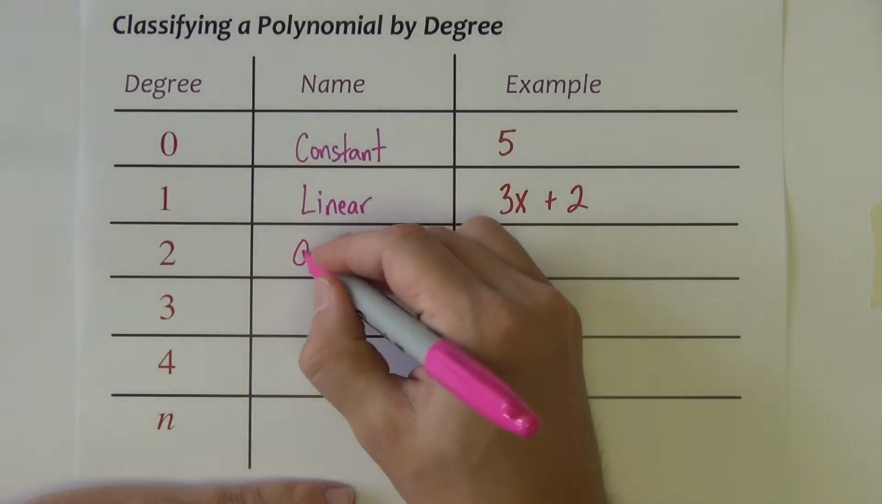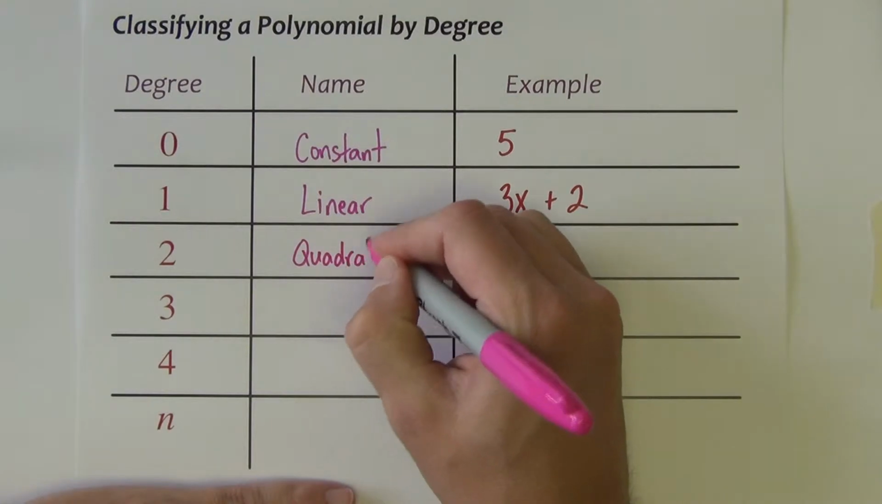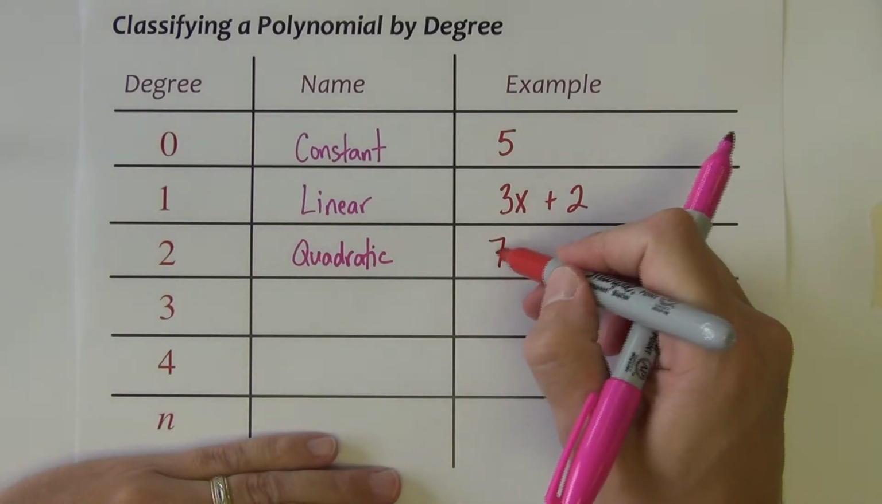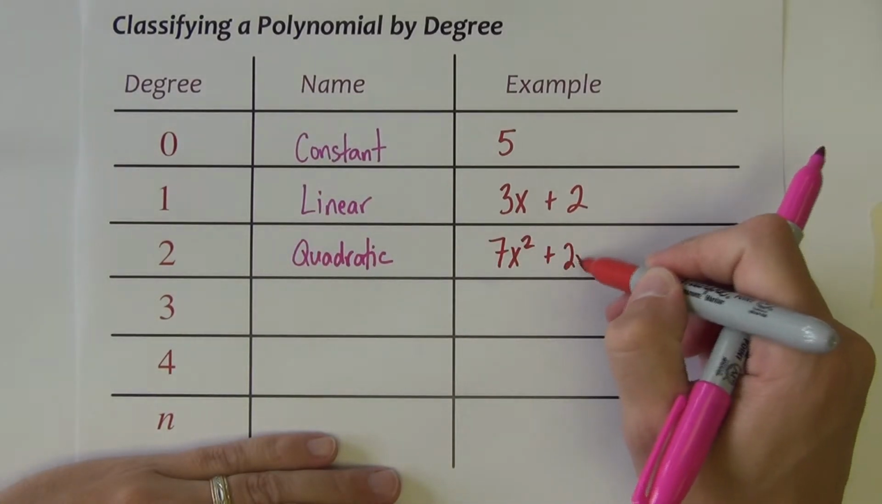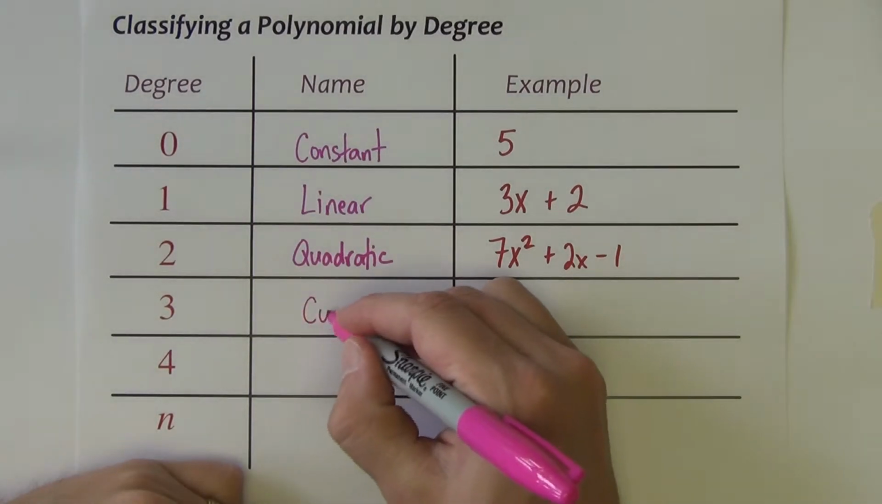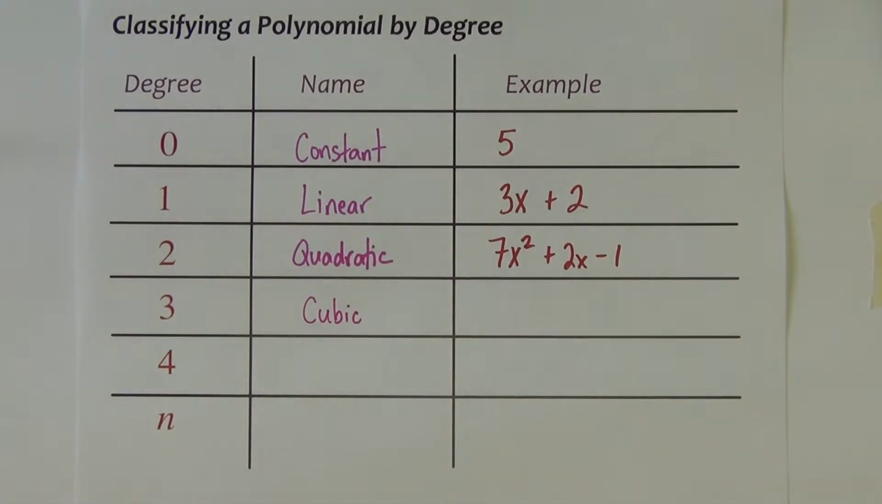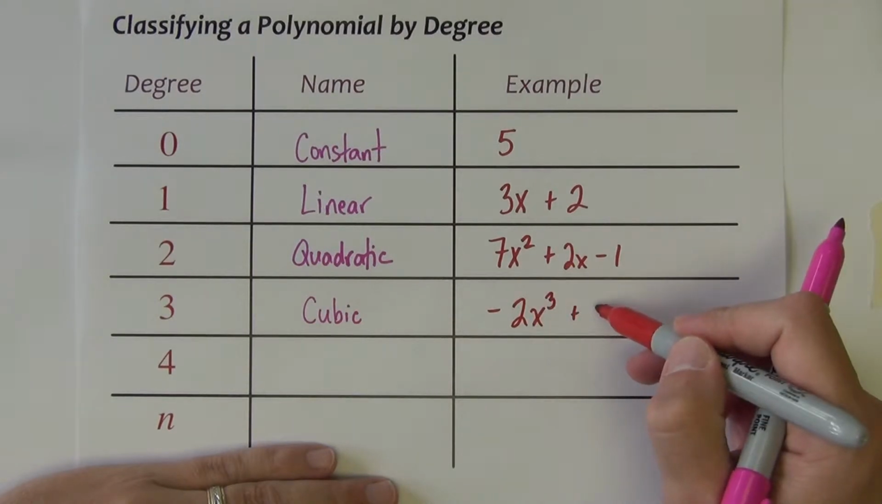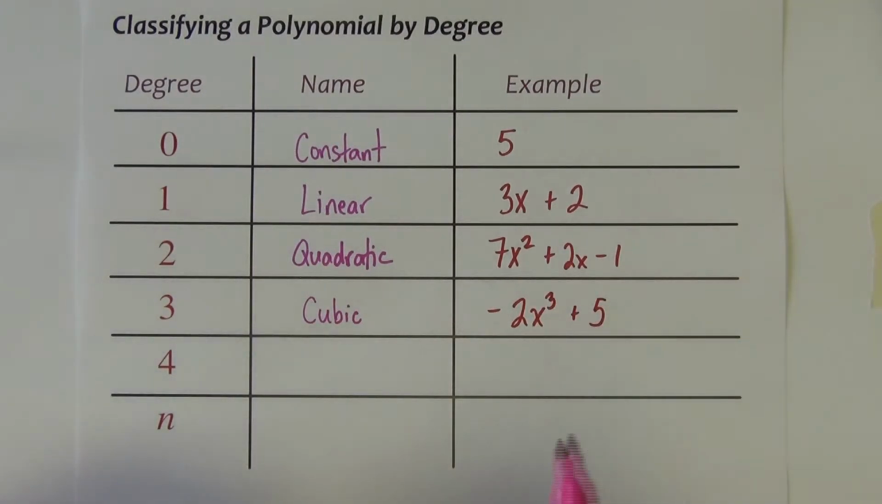Second power is called quadratic. Quadratic is anything that has x squared. So we have 7x squared plus 2x minus 1. That would be quadratic because the highest powered term is a second power. Third power we call cubic. So a cubic polynomial is anything that has its highest power as a third power. Say negative 2x to the third plus 5. Doesn't have to have all the terms, just that the highest power is third power.